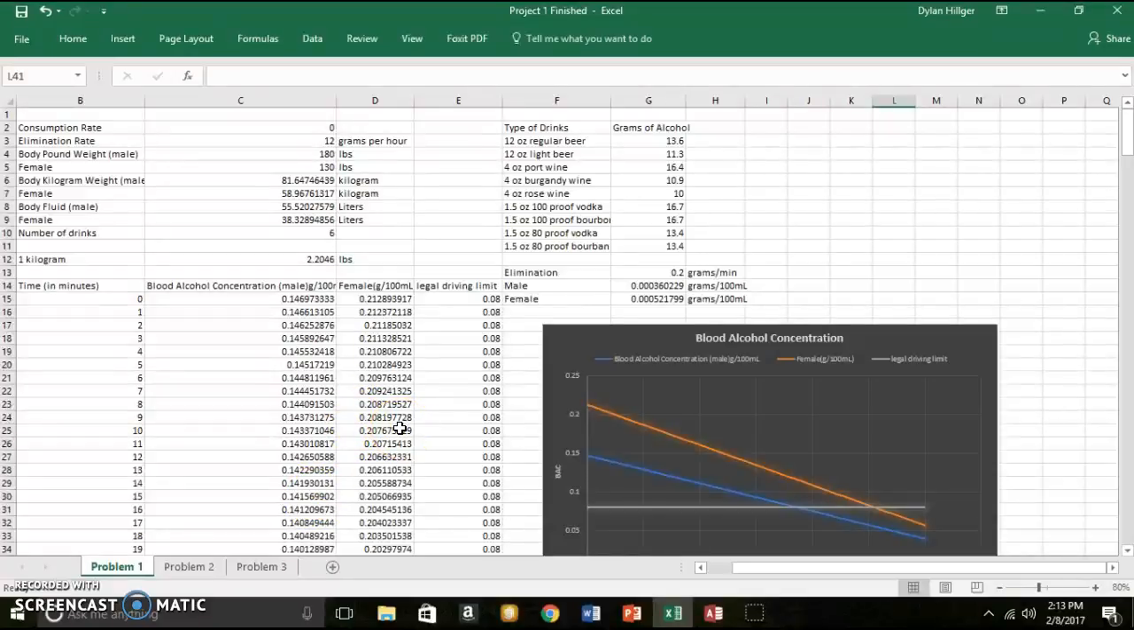Today we're going to cover our project that we had to do, which was about blood alcohol content. We were given a problem where we had to use different variables about body fluids and determine a person's blood alcohol content.